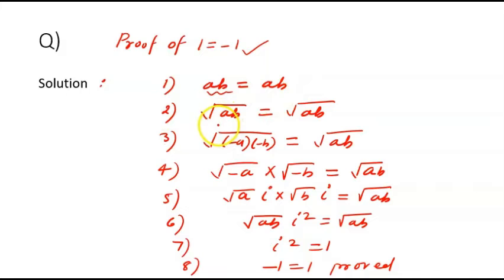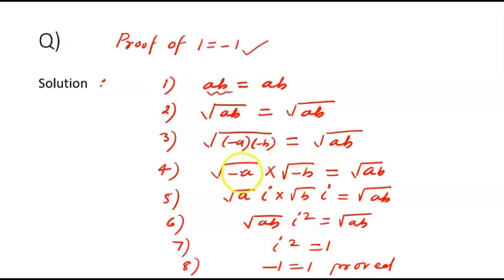Okay. In step number 2, I am taking the square root in both sides. So square root of ab is equal to square root of ab. In step number 3, we are writing ab as minus a into minus b. So this minus minus will become plus and it will remain ab. In step number 4, we are removing this square root and writing it separately, that it is a square root of minus a into a square root of minus b.